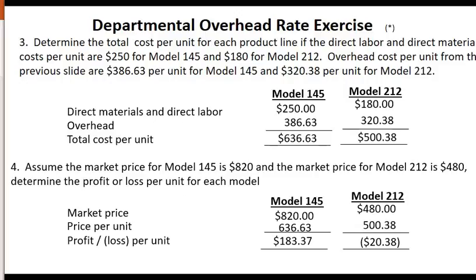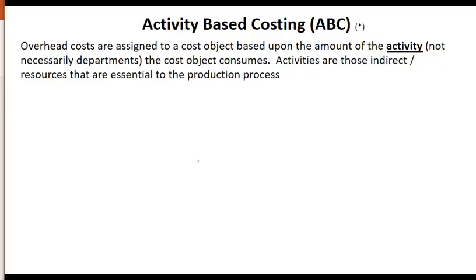Now let's go on to the third methodology of allocating overhead, and it's called activity-based costing, or a lot of times it's called ABC. In this case, overhead costs are assigned to a cost object based upon the amount of the activity, and again, not necessarily departments, but simply an activity that the cost object consumes. In other words, the philosophy is basically, if a cost object consumes an activity, it should have to pay for that, but it shouldn't have to pay for an activity it doesn't consume. Activities are those indirect resources that are essential to the production process.